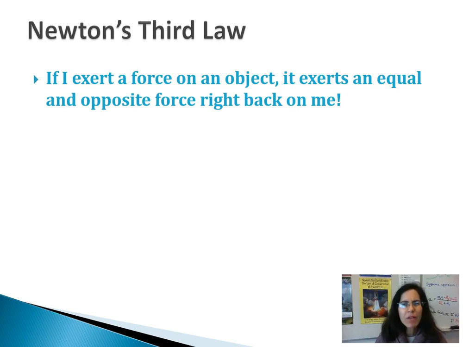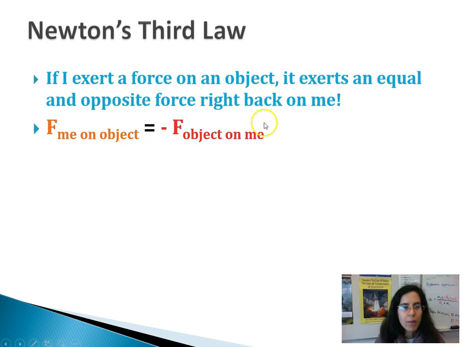But that's not about you dumping your crush and then getting dumped by the next person. The point is, if you exert a certain force on an object, that object will automatically exert an equal and opposite force right back on you. It comes with the territory. You can't push without being pushed. You push the object, you get the same number of newtons in the opposite direction right back on you.